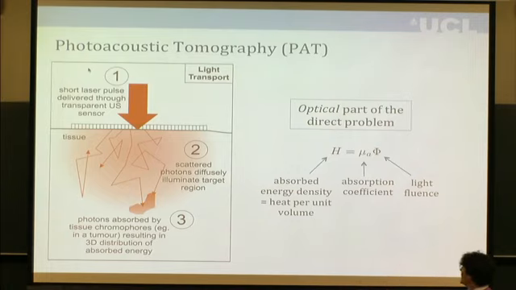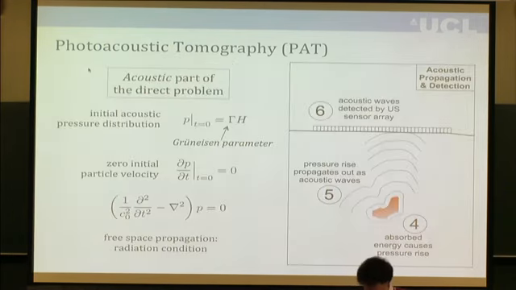So this is all optical. Light's coming in, you get a distribution of light fluence, some of that's absorbed, and you get this absorbed energy density. Now to connect it to the acoustic part of the problem, which I'm going to talk about in this talk, you need this additional parameter. It's often called the Grüneisen parameter. I try and call it the photoacoustic efficiency.